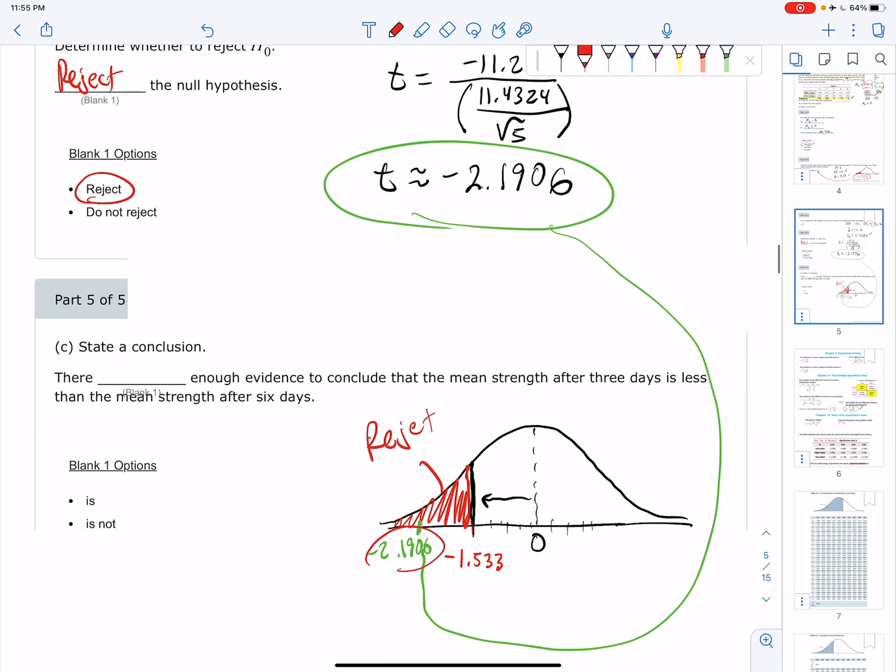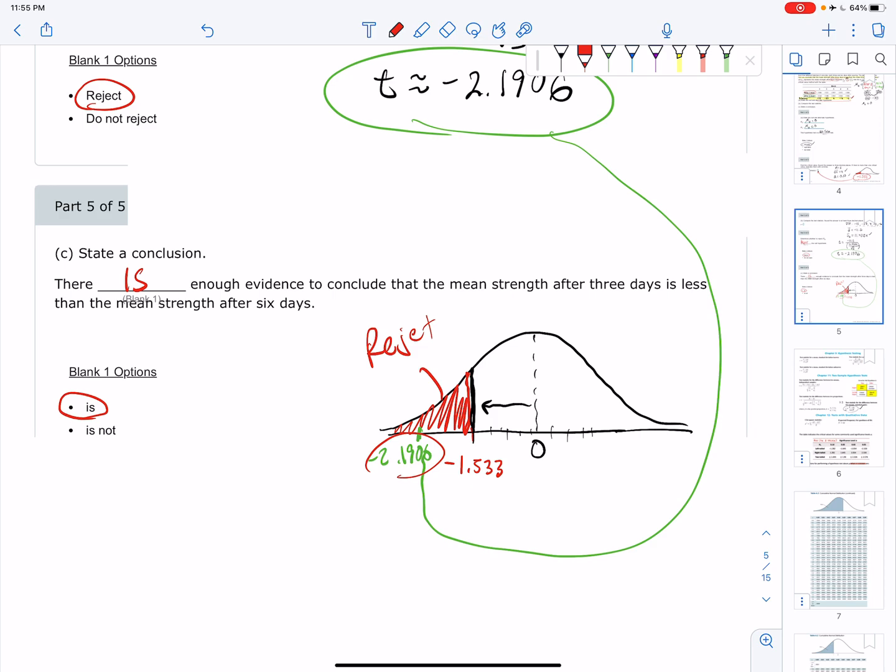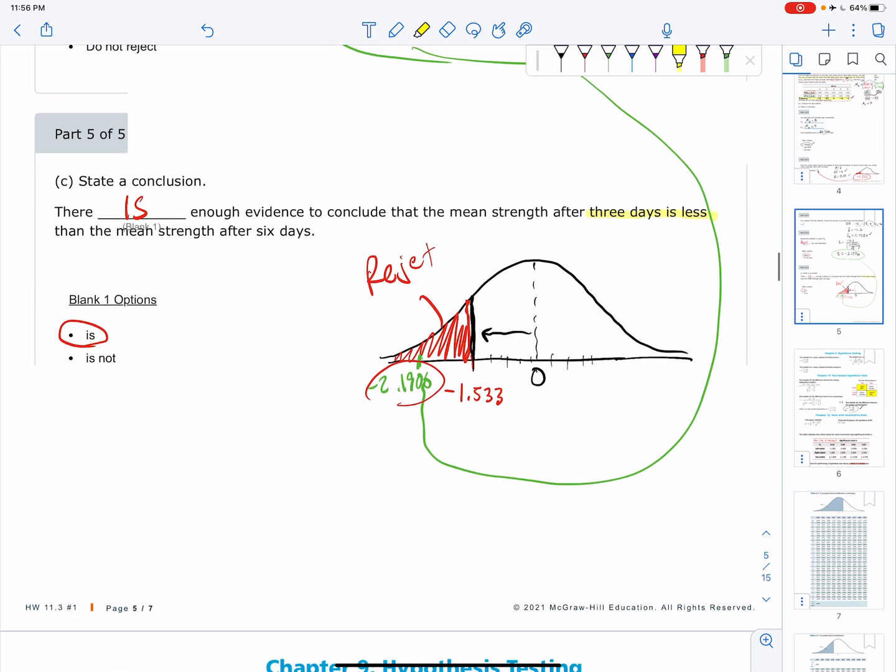Once again, whenever you reject the null, that means there is enough evidence. If you don't reject the null, there is not enough evidence. Just to break this down, the details get tougher. Let's see if we can understand why this sentence says what it does: there is enough evidence to conclude that the mean strength after 3 days is less than the strength after 6 days. How can we make sense of that? Well, we go back to this statement that the population mean of the differences is, I used red, the strength of concrete after 3 days minus the strength of concrete after 6 days.